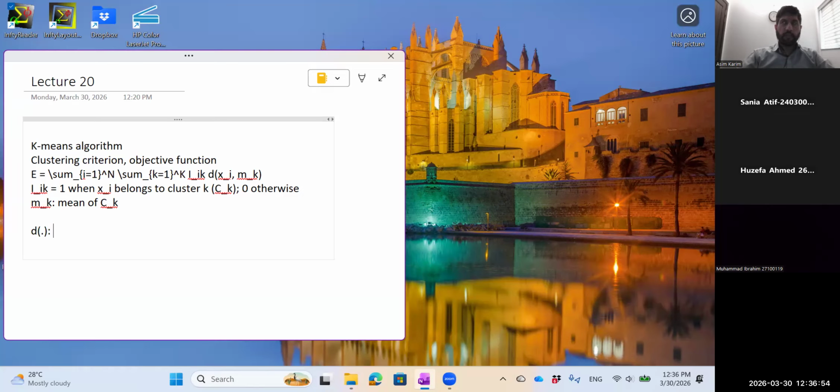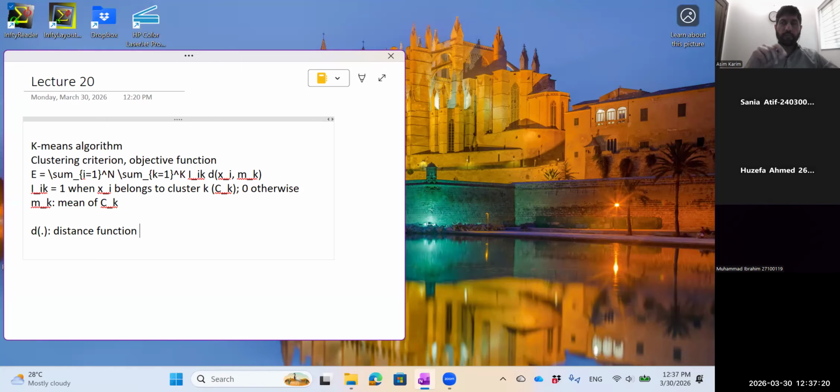So d is the distance function or dissimilarity function. This needs to be known for k-means to run. Okay? You cannot run k-means if you only have pairwise dissimilarities available to you. So why is that? Anyone can think? I just mentioned the reason a second ago.